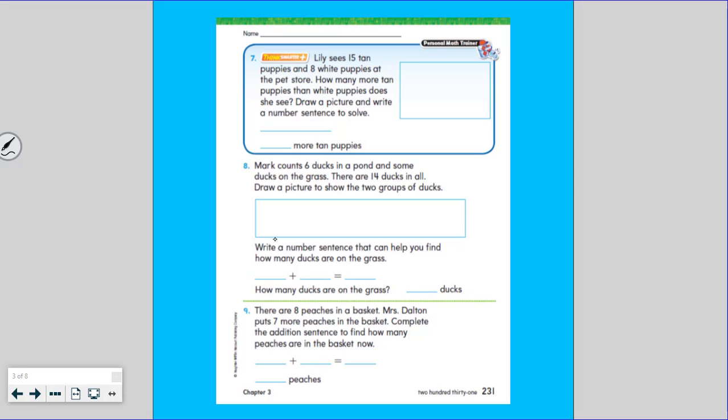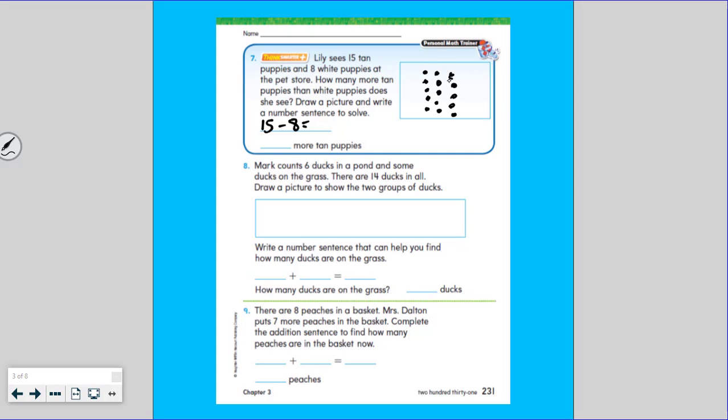All right, so I'm finding the difference, right? If I'm finding how many more, I'm finding the difference. So I know there's 15, and I have to take away 8, right? Because I'm comparing the 15 tan to the 8 white. So 15 minus 8, that's what I'm solving. Okay, and so I'm going to draw a picture to show how I'm going to find the difference. So I'm going to draw 15. So 1, 2, 3, 4, 5, 6, 7, 8, 9, 10, 11, 12, 13, 14, 15.